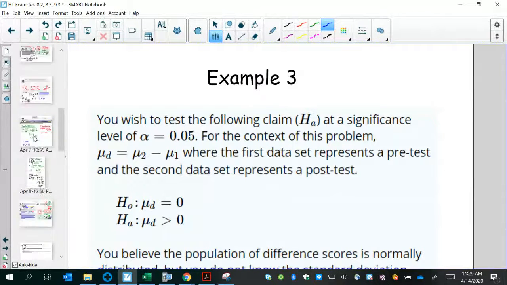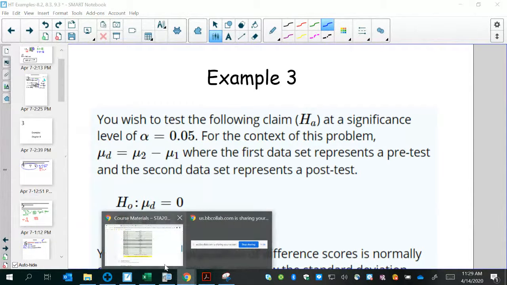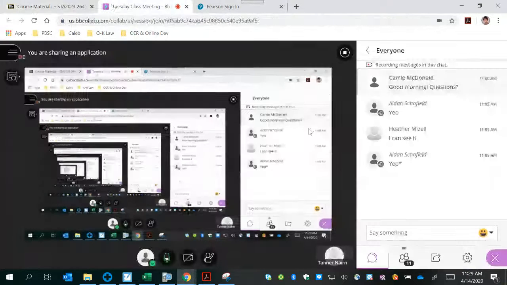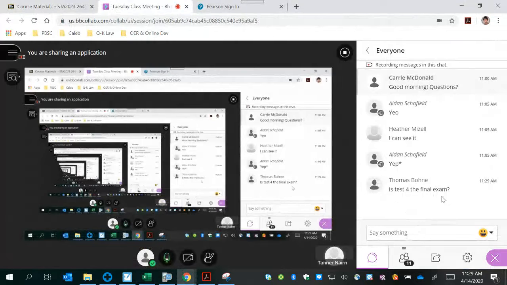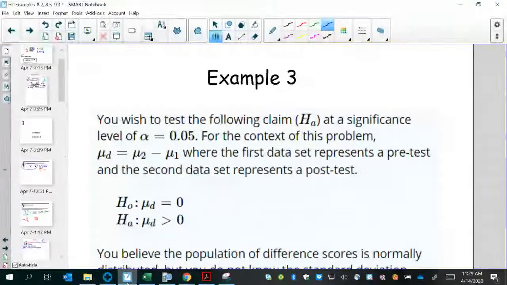So as a review of what we've been doing over the last couple of classes, I might have a question, let me see. Is test 4 in the final exam? The final exam is cumulative, so you'll want to study all 4 of your midterm tests to prepare for that final exam. Okay. All right.